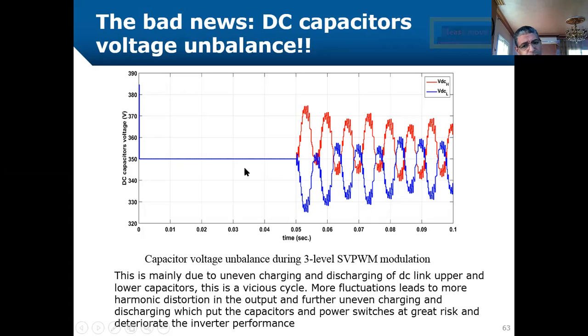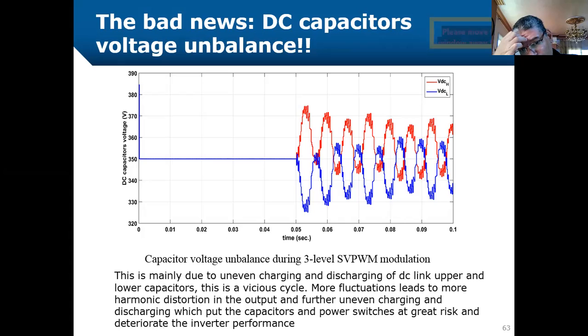In the 2-level case, there is no divergence because we are not connecting to the midpoint, so there is no unbalanced charging and discharging of the capacitor. But in the 3-level case, there will be unbalance, and this unbalance in a very short period can fully deplete the lower capacitor or the upper capacitor, so that one of the capacitors will bear the full DC voltage, which it is not rated for, and the other may have 0 voltage. This is mainly due to uneven charging and discharging of the DC link upper and lower capacitors.